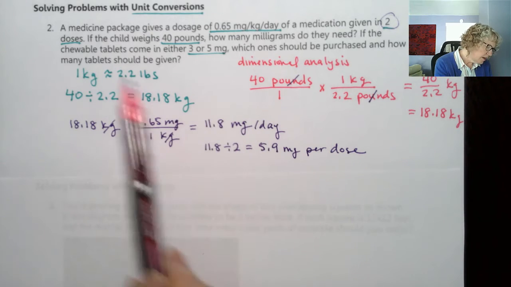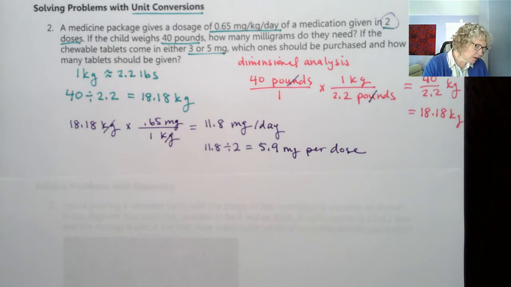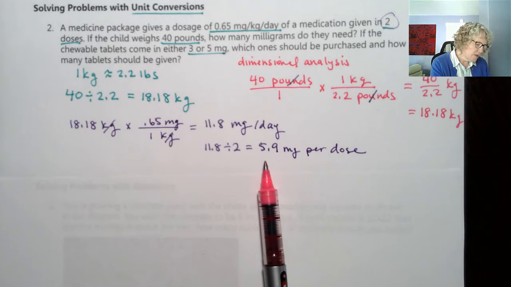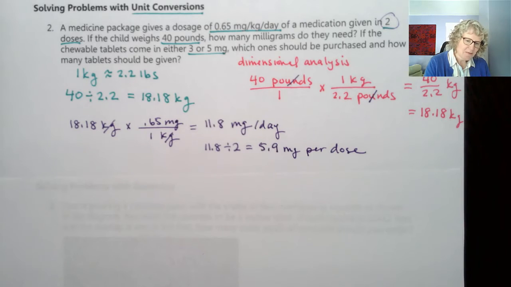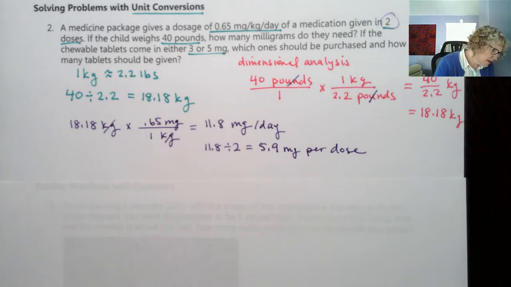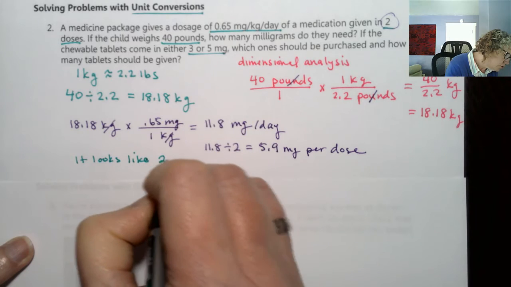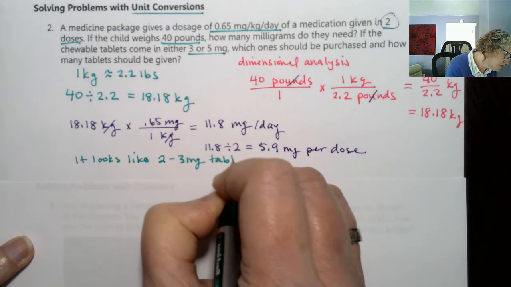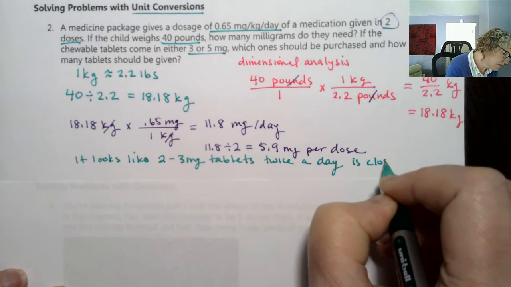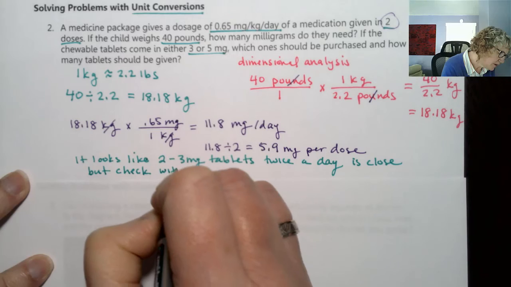Is this per day or per dose? If the chewable tablets come in either 3 or 5 milligrams, which ones should be purchased and how many tablets should be given? Okay, well, this is really close to 6. So you could say 2 3 milligram tablets. You might want to check with a doctor, of course, before you do any of this. I'm going to say it looks like 2 3 milligram tablets twice a day is close. But this is not a substitute for medical advice. Check with your doctor.